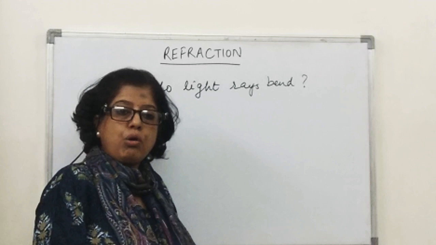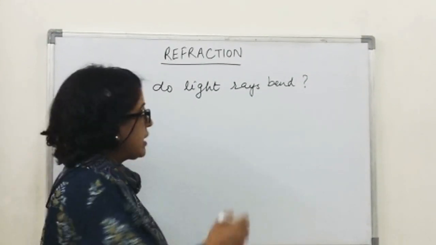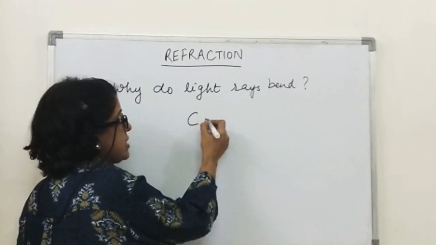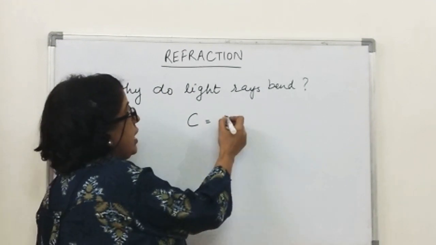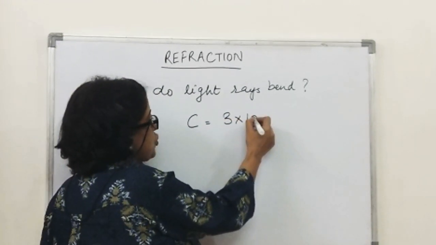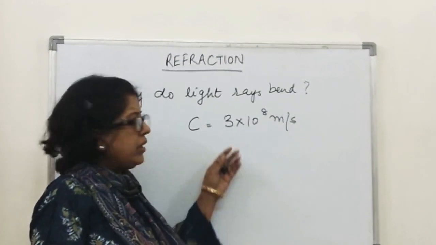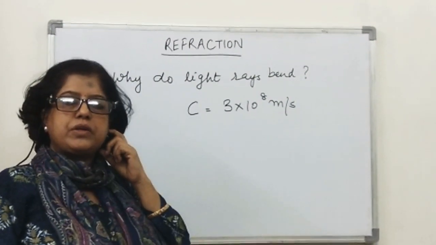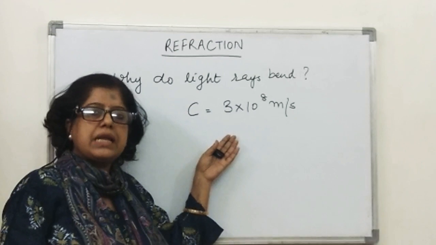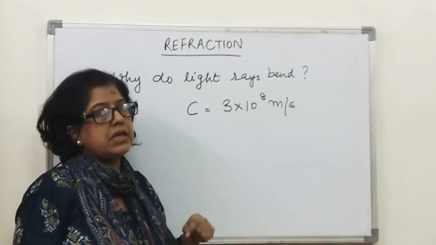Now, by now you all know that the speed of light, which is represented by c, in vacuum is 3 into 10 raised to power 8 meter per second. In air also we take the speed of light to be almost the same, although it's slightly less than this, but we can take it as the same.